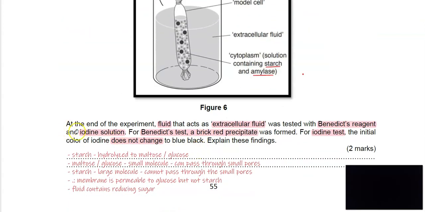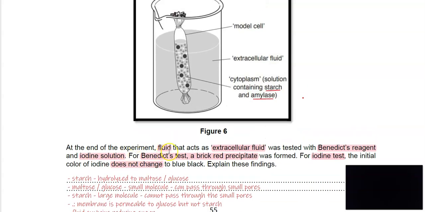Okay, so at the end of the experiment, the fluid outside, which acts as the extracellular fluid, is taken to do some tests. It undergoes the Benedict test and also the iodine test. So the extracellular fluid was tested with Benedict reagent and also iodine solution. Benedict reagent is to detect the presence of reducing sugar.